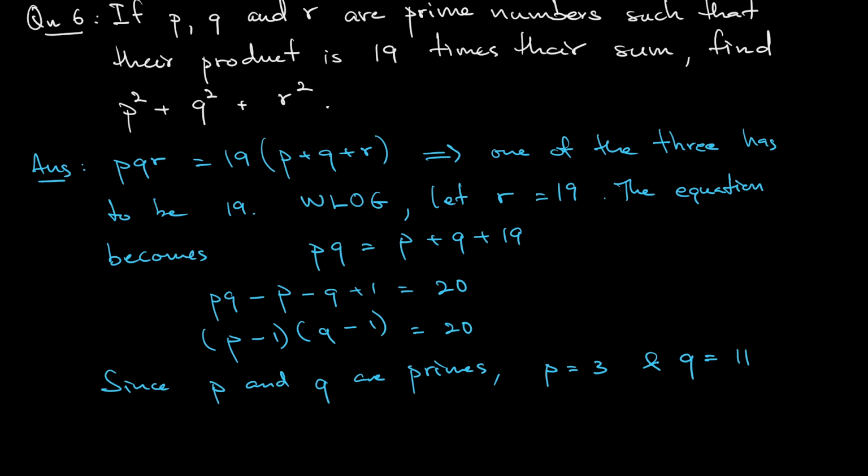At the end, the question asks you to find, so just answering the question, hence P squared plus Q squared plus R squared. So 3 squared plus 11 squared, and R initially we said is 19, correct? 19 squared. So yep, calculate this out. At the end you should get 491. So the final answer is 491.